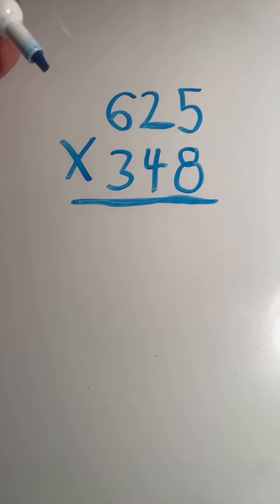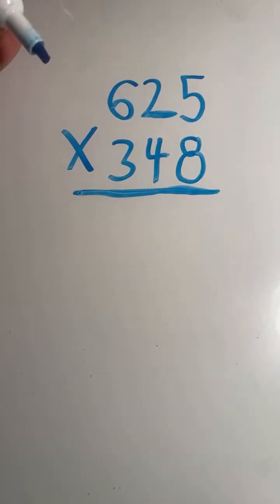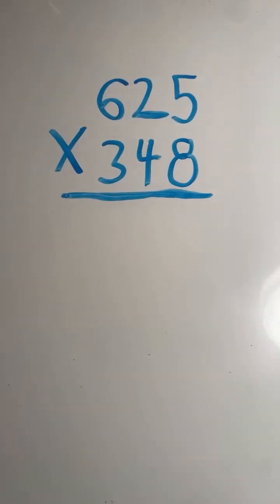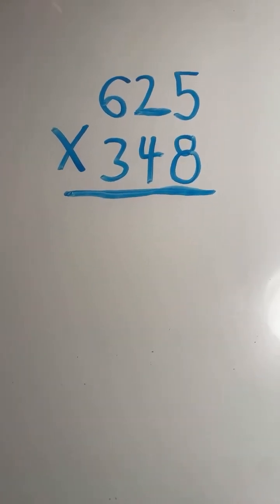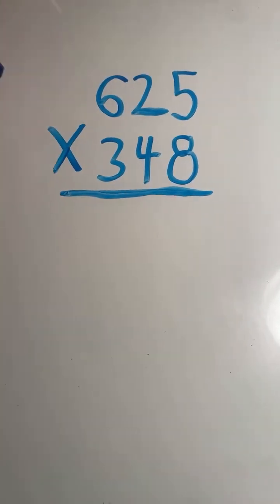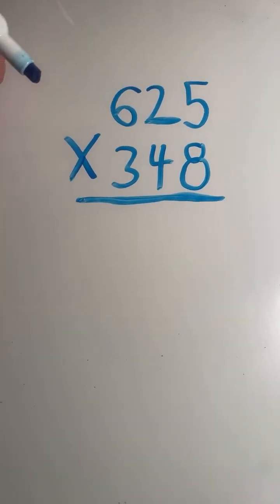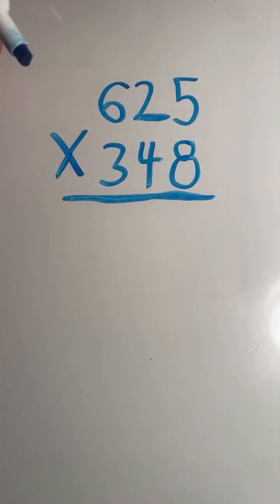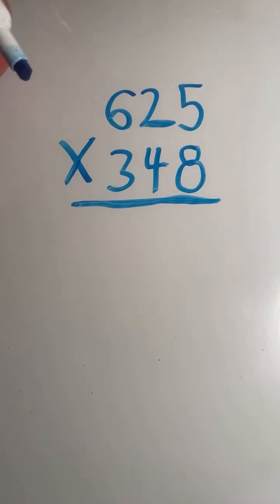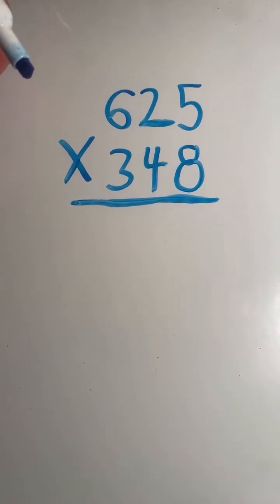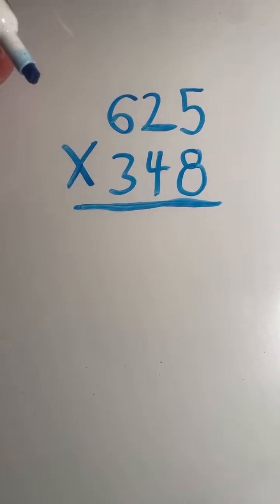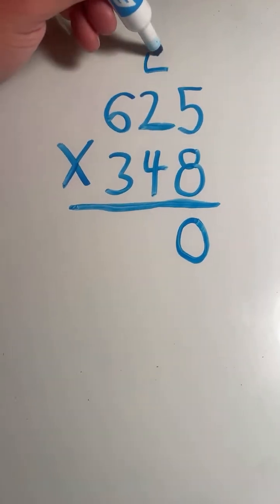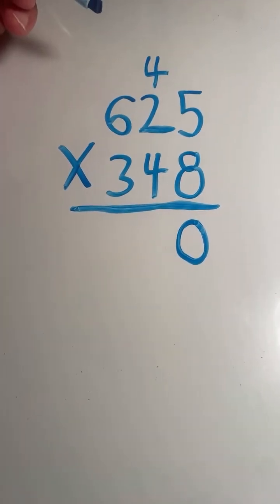All right, example problem number 3. 625 times 348. All right, we're going to do 2 more problems before we call it a live stream. So we start out multiplying the numbers in the ones place. 5 times 8 equals 40. So again, we have to regroup whenever the product is 10 or more. So the 0 in 40 goes in the ones place. The 4 gets carried over to the tens place.